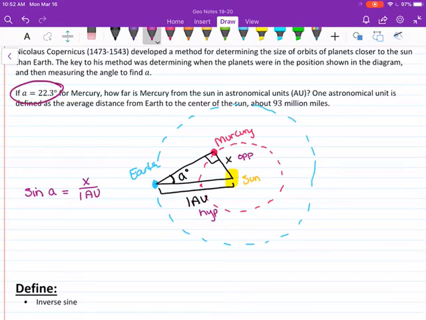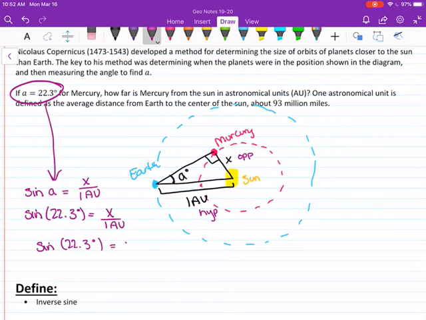Then they tell us that A is 22.3 degrees, so I'm going to plug that in here. So the sine of 22.3 degrees is going to equal X divided by 1 astronomical unit. So then I get that the sine of 22.3 degrees is equal to X, and I can multiply that by 1 astronomical unit, but it asked me just for the answer in astronomical units.